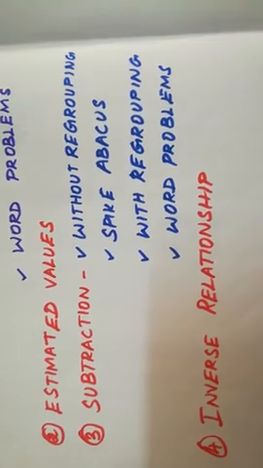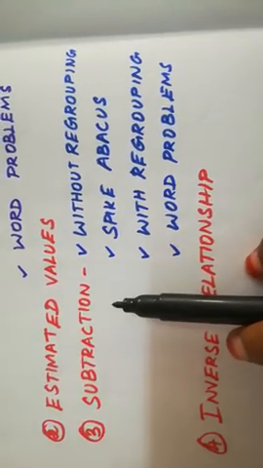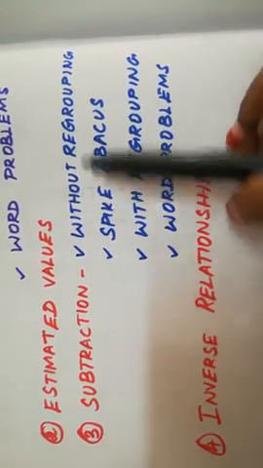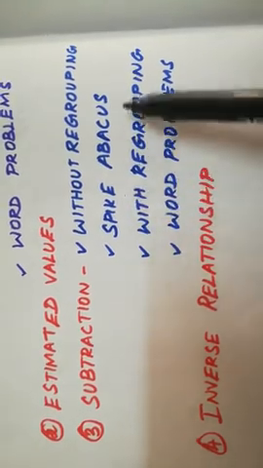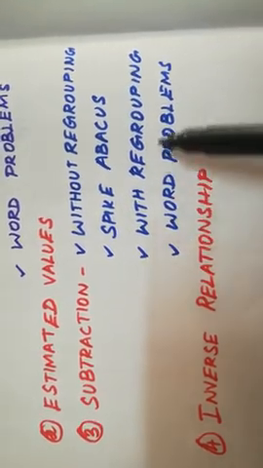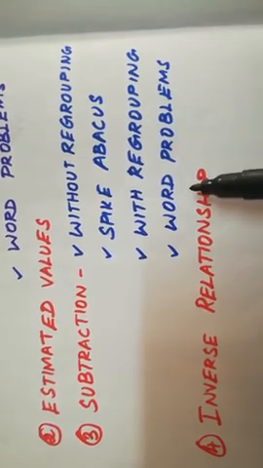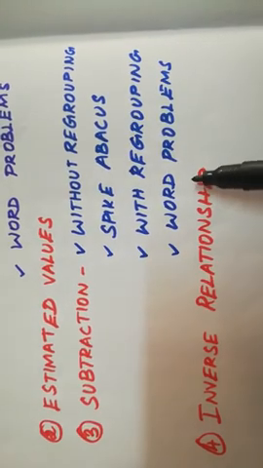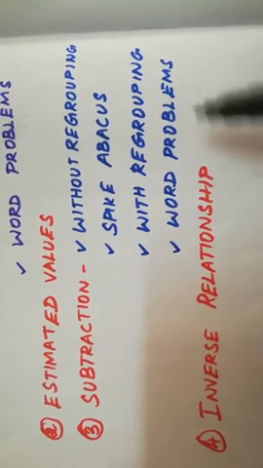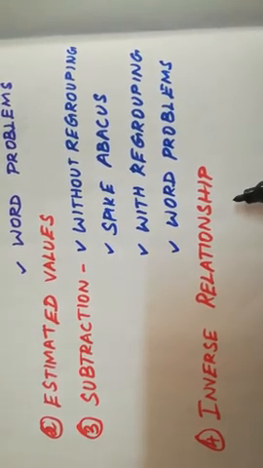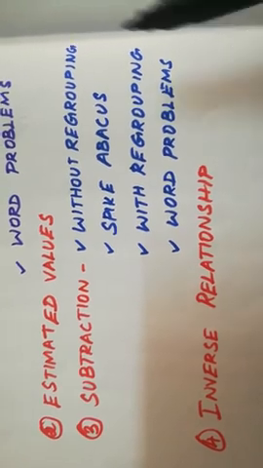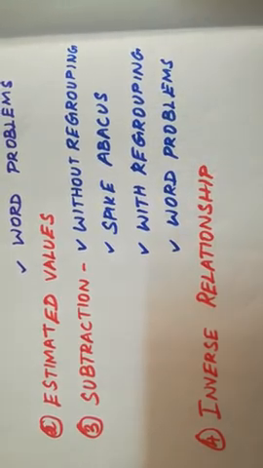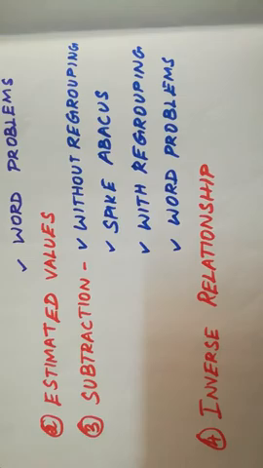Next topic, third one, subtraction. Subtraction without regrouping method, subtraction using spike abacus, subtraction with regrouping method, and subtraction word problems. Then fourth one, inverse relationship. Inverse relationship is nothing but we have to mingle the addition and the subtraction, then find the values of the function.